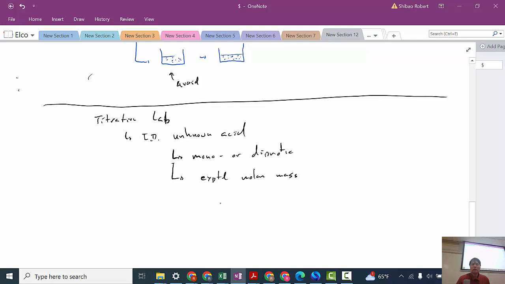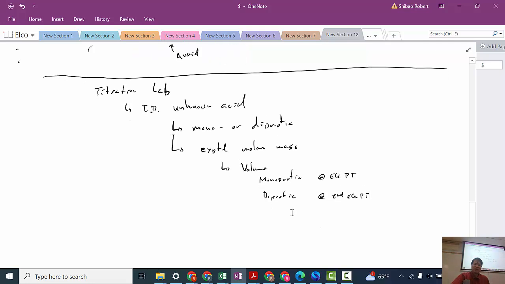For the molar mass, we need to know the volume, and if it's monoprotic, we need to know the volume at the equivalence point. If it's diprotic, then we want the volume at the second equivalence point. The second equivalence point is more prominent, and it should lead to less error than if we go off the first equivalence point. But we could do both equivalence points. The second one's going to be more reliable because it's easier to analyze.